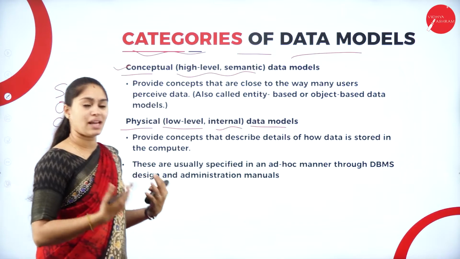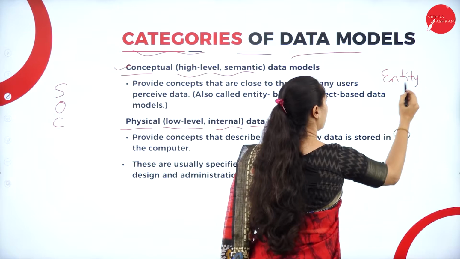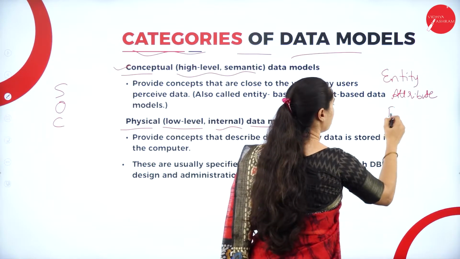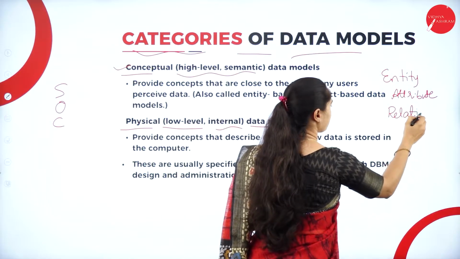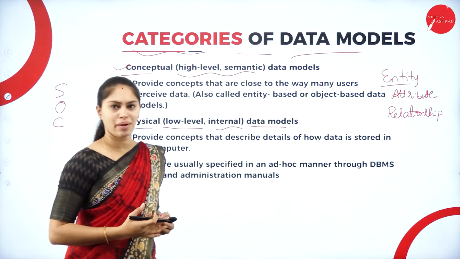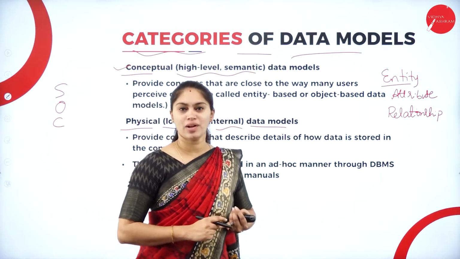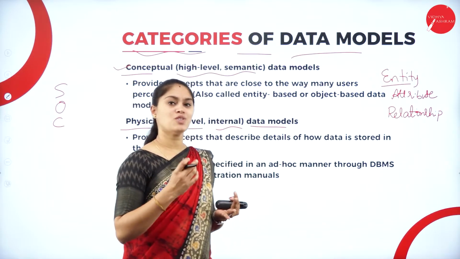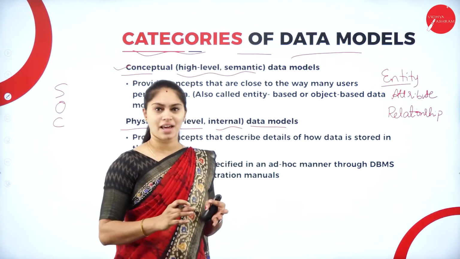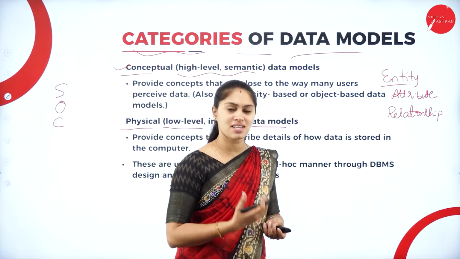Here it mainly focuses on three things: entity, attribute, and relationship. What do we mean by entity here? An entity can be any object. For example, can I take an employee as an entity? Yes. Can I take student as an entity? We can. That means an entity is an object that represents a real world scenario. And attributes are its characteristics.